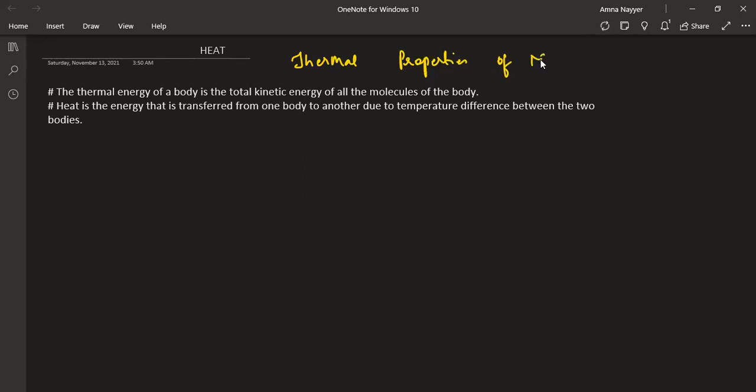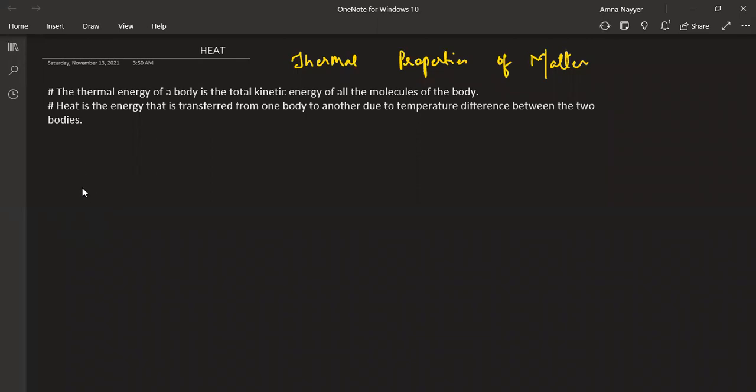Thermal properties of matter. Now see, the thermal energy of a body is the total kinetic energy of all molecules of the body. Now, what is meant by this? I'll give you an example. What is meant by heat? Heat is the first concept that we are going to study.